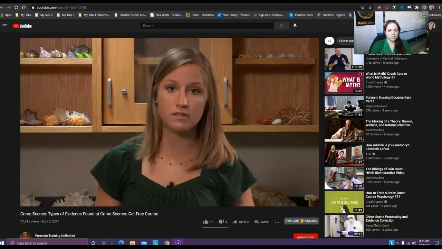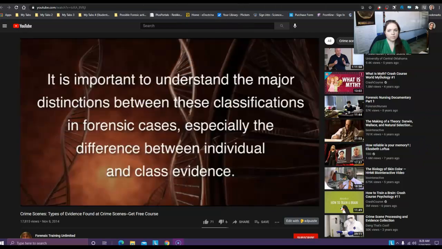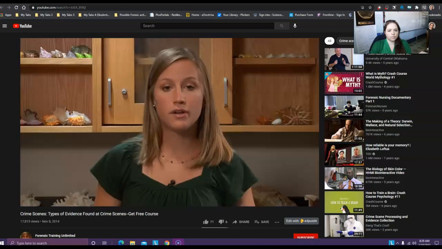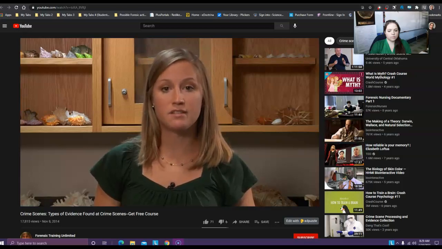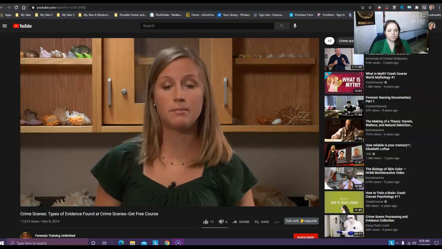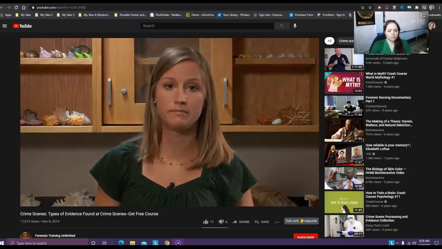So as you can see, some pieces of evidence can fall into multiple evidence categories. But it is important to understand the major distinctions between these classifications in forensic cases, especially the difference between individual and class evidence. It is critical that forensic scientists and jury members understand this distinction, as the ability to pinpoint evidence to a single person can make the difference between a conviction and an acquittal.